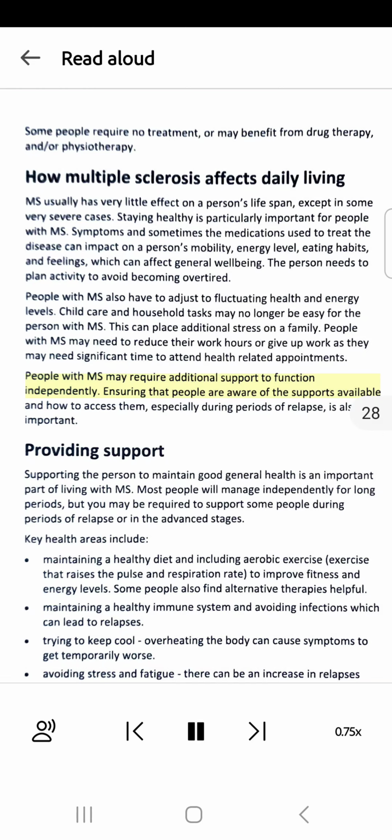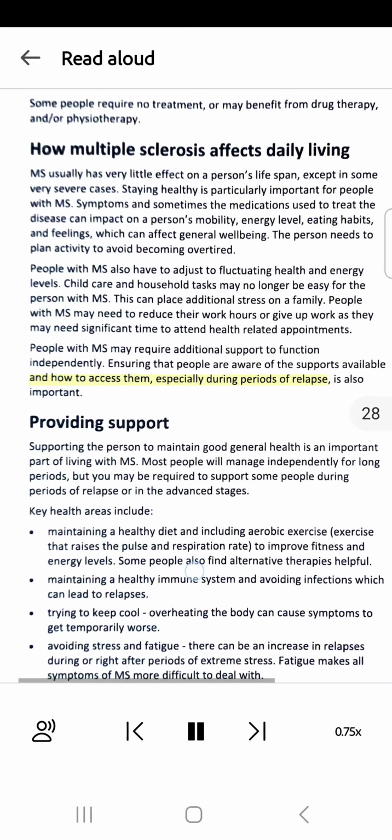Ensuring that people are aware of the supports available and how to access them, especially during periods of relapse, is also important. Supporting the person to maintain good general health is an important part of living with MS. Most people will manage independently for long periods, but you may be required to support some people during periods of relapse or in the advanced stages. Key health areas include maintaining a healthy diet and including aerobic exercise that raises the pulse and respiration rate, to improve fitness and energy levels.